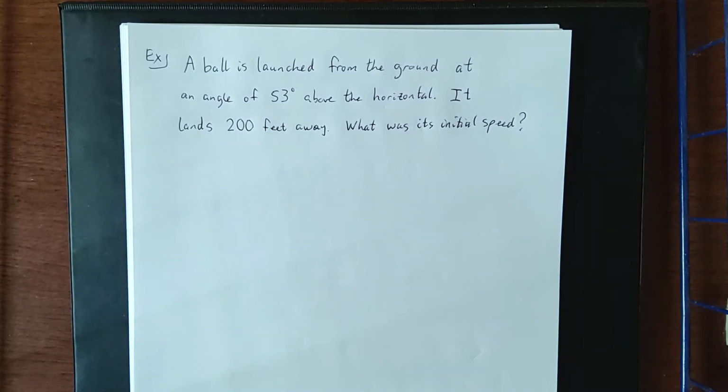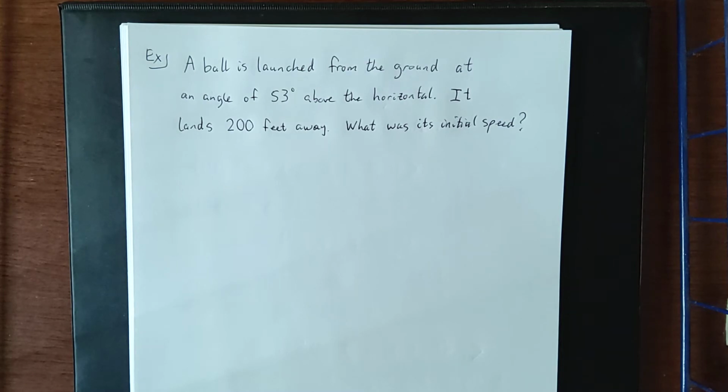Next example we're going to take a look at is going to be the following. A ball is launched from the ground at an angle of 53 degrees above the horizontal. It lands a total of 200 feet away. What was its initial speed?